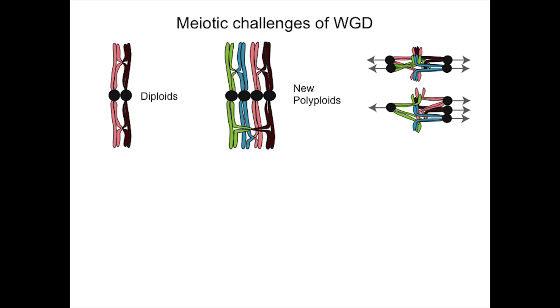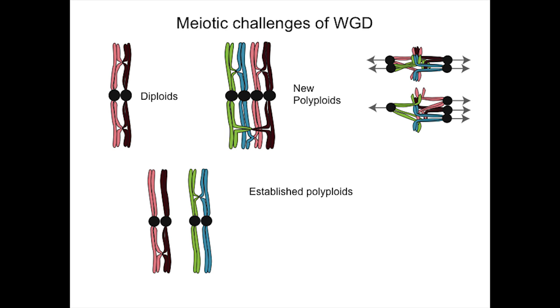So you can get 3 going to one side and 1 going to the other side, and you end up with aneuploidy. So an improper number of chromosomes is ending up in the gametes. However, when we look at established polyploids in the wild, we'll find that they basically never do this. You almost never see wild species that form multivalents with any regularity. There are a few exceptions, but they're really rare.